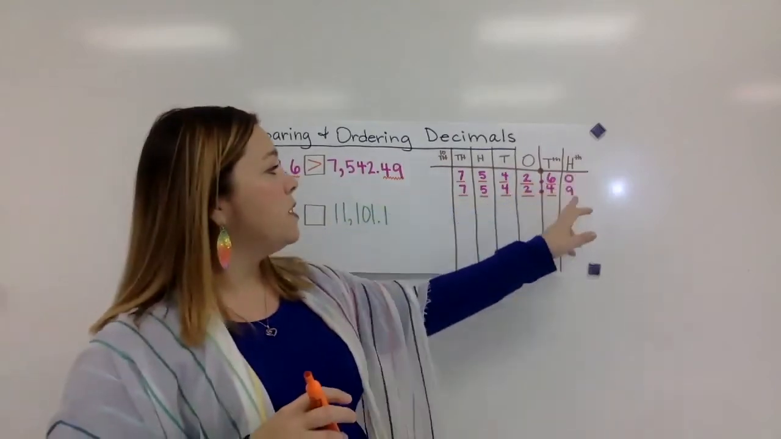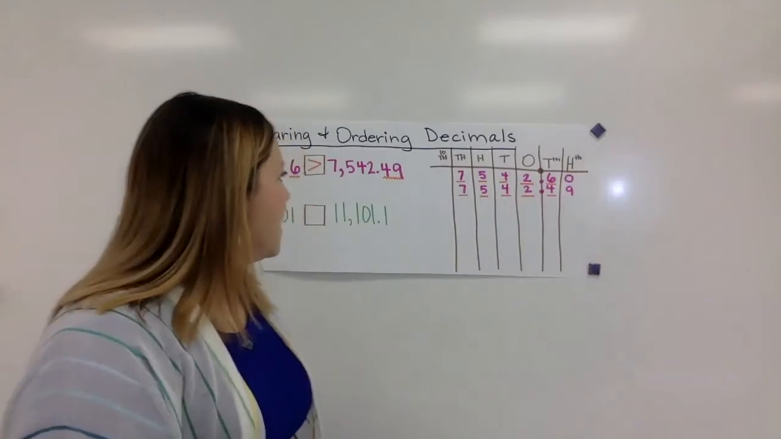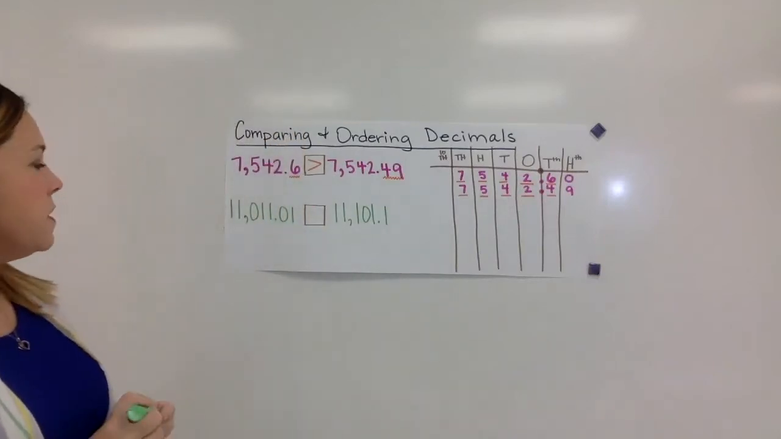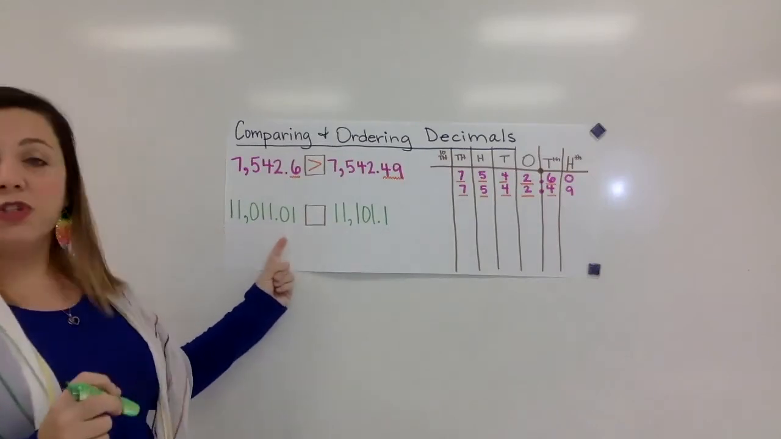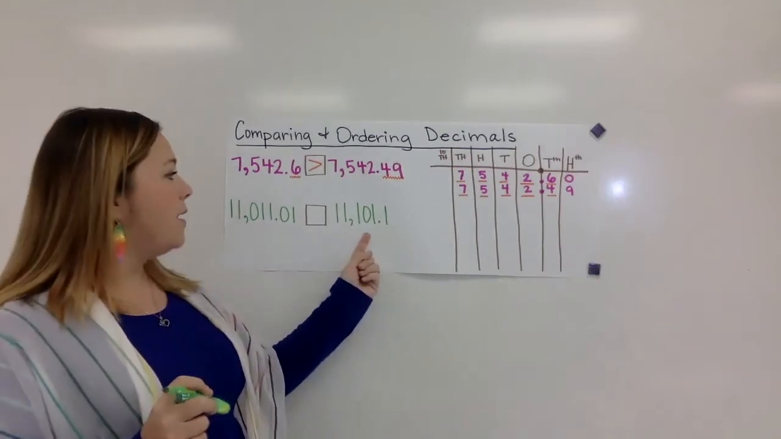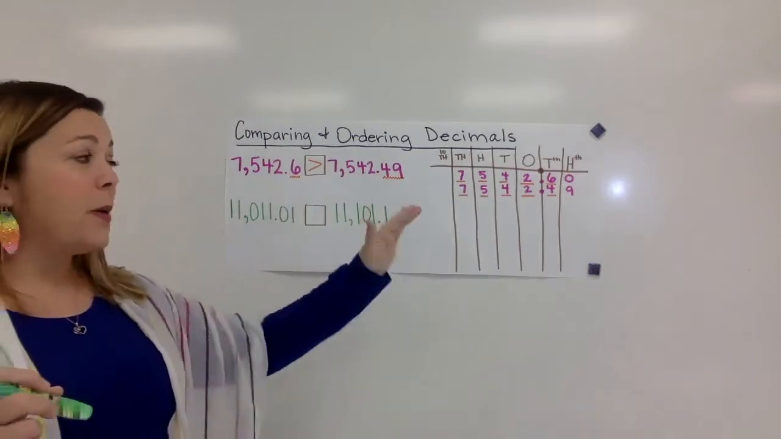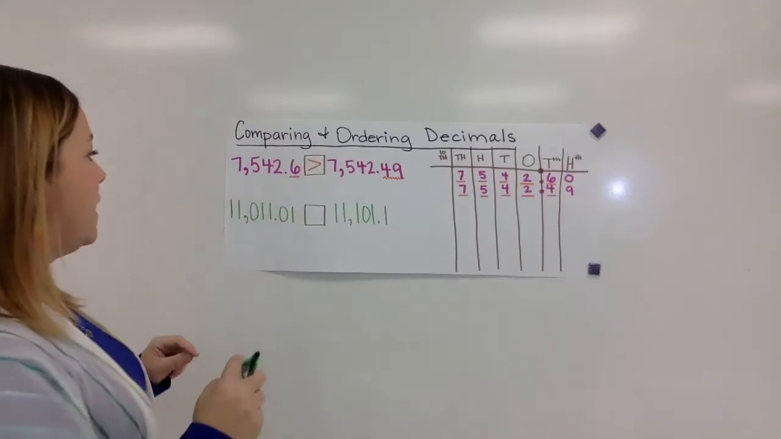That's why it's so important to add that extra placeholder 0 there. All right, let's look at this second example here. So we've got 11,011 and 100th, and then we have 11,101 and 1/10. So we're going to do the same thing, and we're going to put that in our place value chart because there's a lot of similar digits there, and we don't want to get confused.